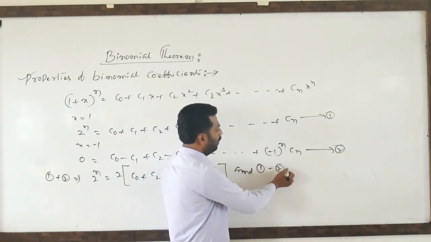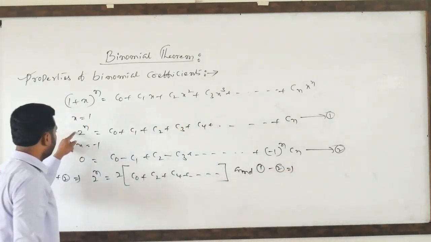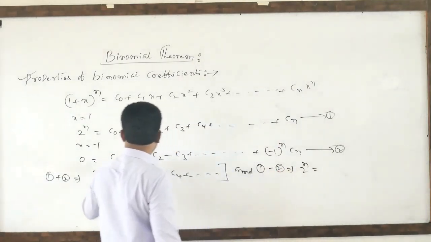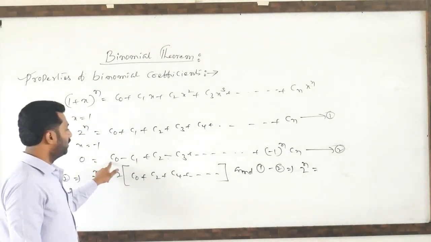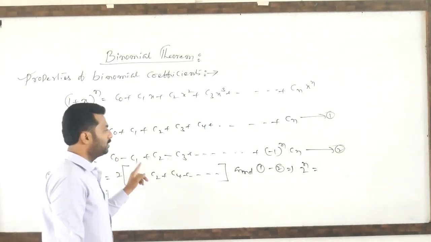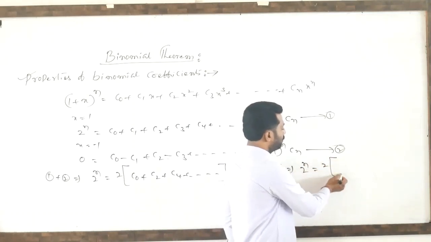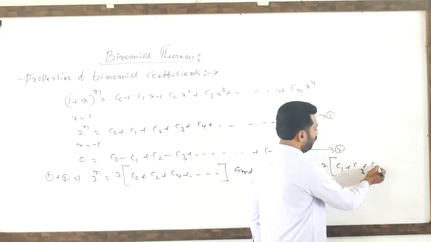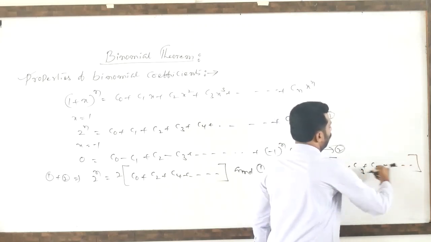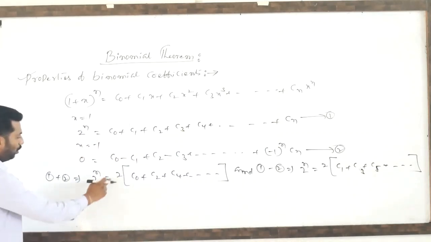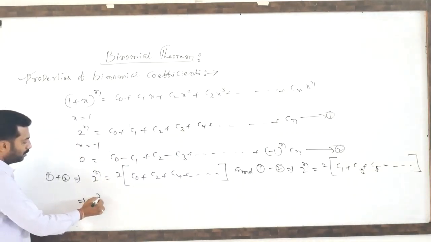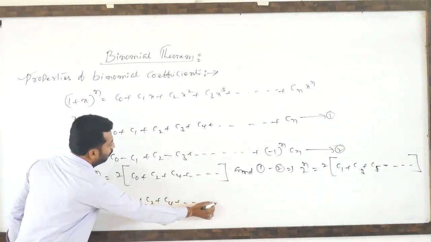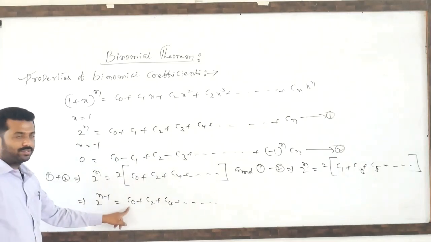Equation 1 minus equation 2, you observe. 2 to the power n minus 0, again same, 2 to the power n. Equation 1 minus equation 2: c0 minus c0 cancel. c1 minus of minus c1 means that is 2 times of c1, c3, c5 plus and so on. If you take 2 on the left side, that is 2 to the power n minus 1 equals c0, c2, c4 and so on. You observe what are these coefficients?